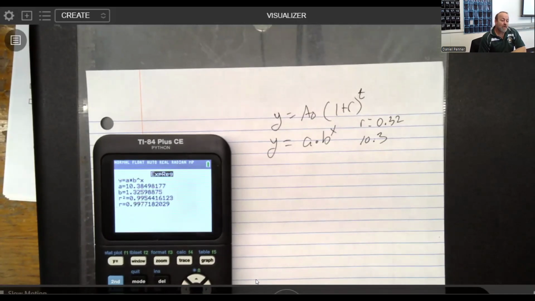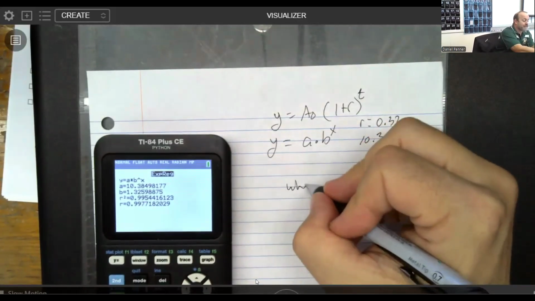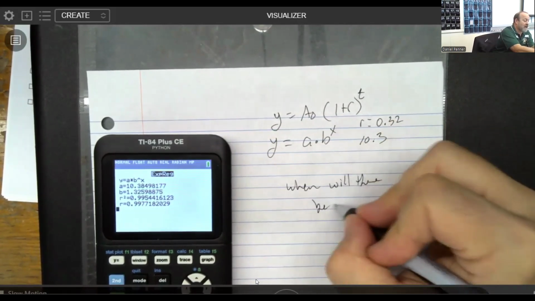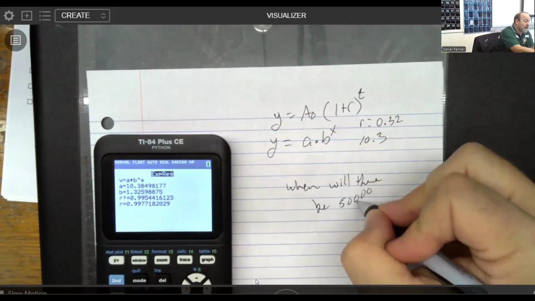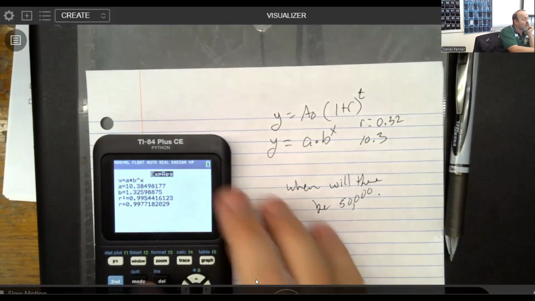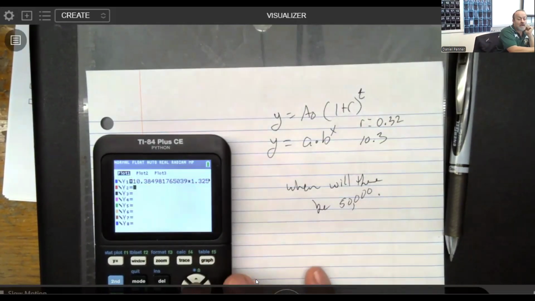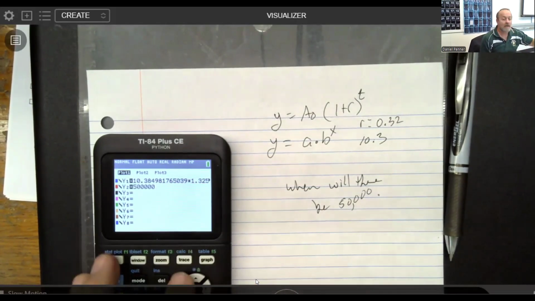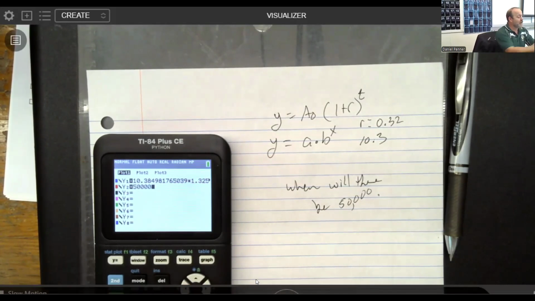So I could ask a question. For example, I could say, when will there be 50,000 cases? Well, obviously, if you think about that, 50,000 cases would be a scary number that would really overwhelm the number of hospitals that you have. We know that that happened. So we go to y equals and we put in 50,000. Now I do have to make a little bit of a guess because I don't know how long that's going to take to do. I think I did 500,000. Let me double check that.